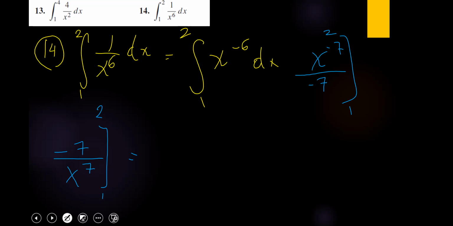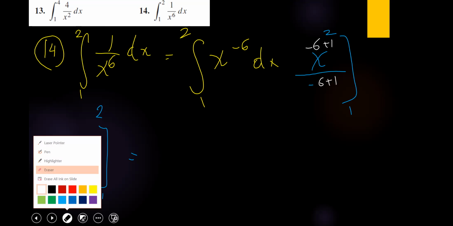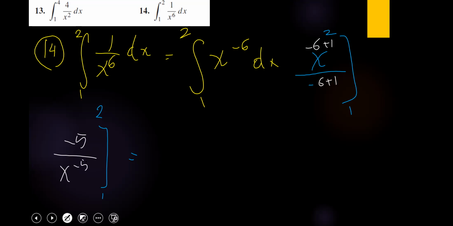Negative 6 plus 1 will be to the power negative 5. So it is x to the power negative 5, or sorry, I can write it as negative 5 over x to the power positive 5, sorry. Negative 5 over 2 to the power 5 minus negative 5 over 1 to the power 5.